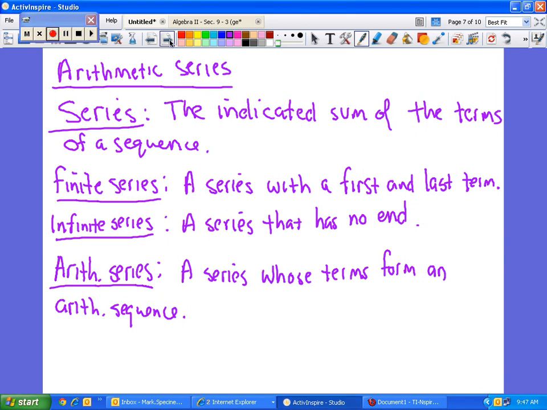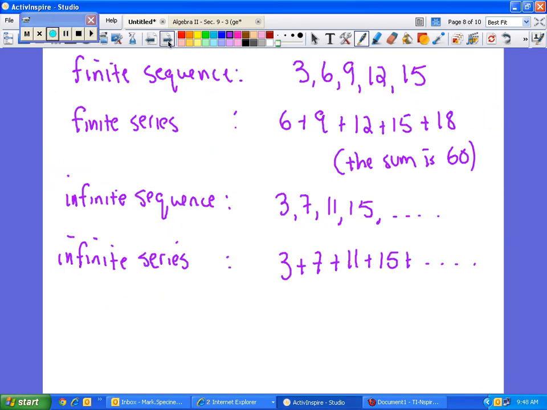Okay? Here I have examples of each type. A finite sequence, you can see it has 5 terms. A finite series, as I said, is you add up the terms in the sequence. And then infinite sequence and series, it's the same thing except they don't end.